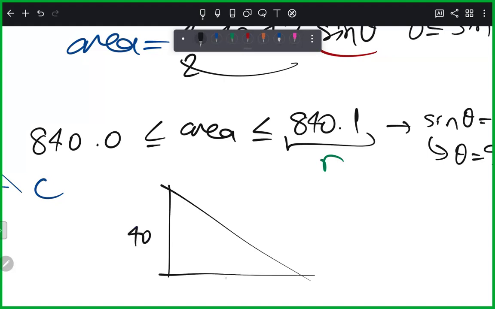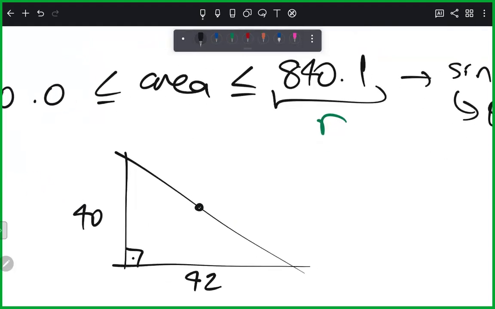So let's draw it. So this is 40, it's 42. And then this has to be a 90-degree triangle. And we know that in right triangles, the median to the hypotenuse equals half of the hypotenuse, right? Because this is the center of the circumcircle, if you like. So this is how we obtain it.